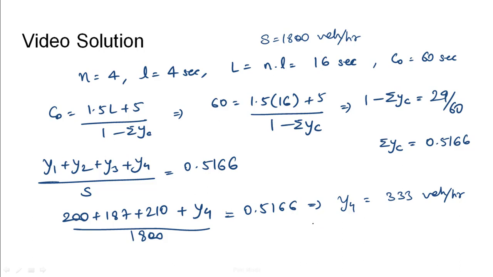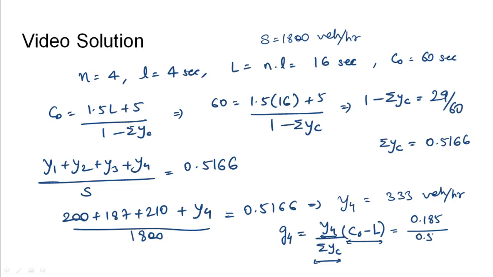Using this, the effective green time for the 4th phase can be obtained as Y4 by the summation of the critical flow ratios into effective cycle length, that is C0 minus L. This is in line with that we are taking the flow ratio, dividing it by the sum of the flow ratios, and then the total effective green time in the signal is being taken and being split to each of the phases. So Y4 was obtained as 0.185, 333 by 1800.